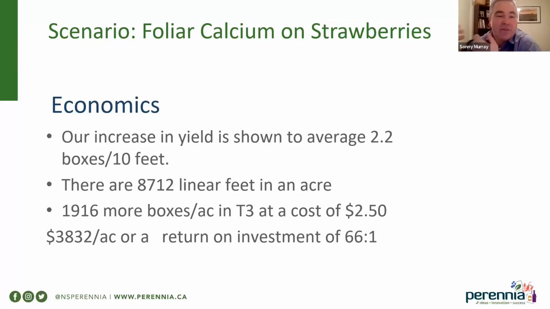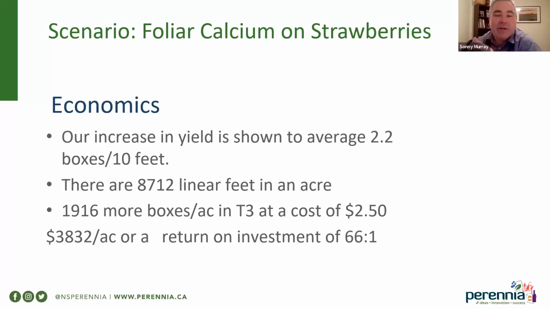So next slide. So we know what the cost of the treatment is. Now I have to figure out what is the return? How much money are we bringing in from putting that treatment on? Our increase in yield showed us an average of 2.2 boxes per 10 feet. So there are 8,712 linear feet of row in an acre. So then we have 1,916 more boxes per acre in treatment 3.